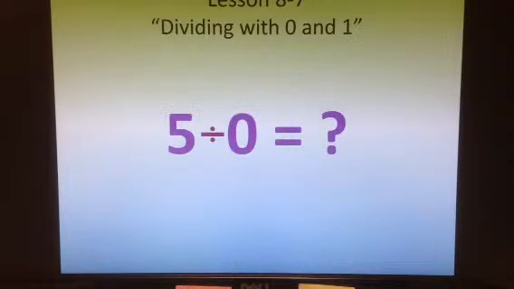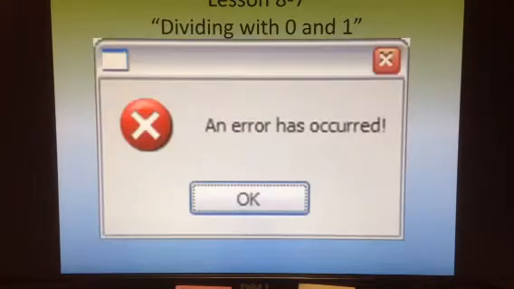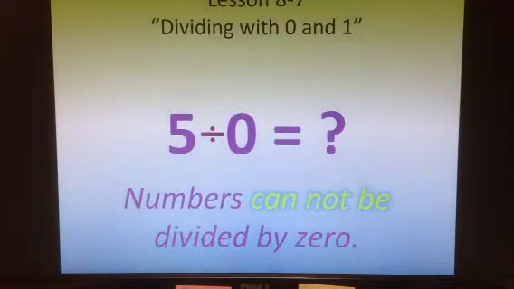We puzzled over this for a while. And then I did a little joke. I told them, the computer can't figure it out. An error has occurred. It's getting bigger. Really, I made that myself. It didn't really have a problem with the computer. 5 divided by 0, it just doesn't work. Numbers cannot be divided by 0.